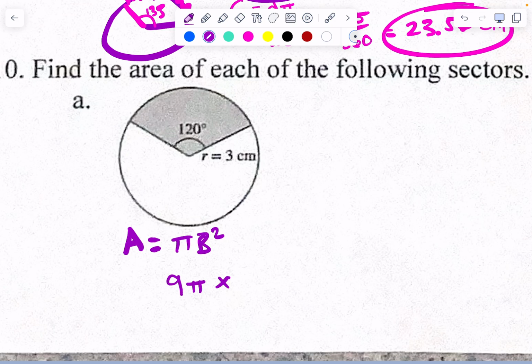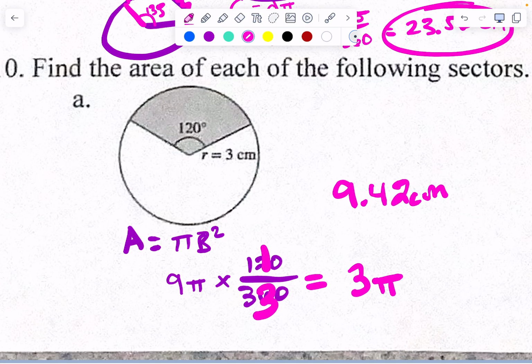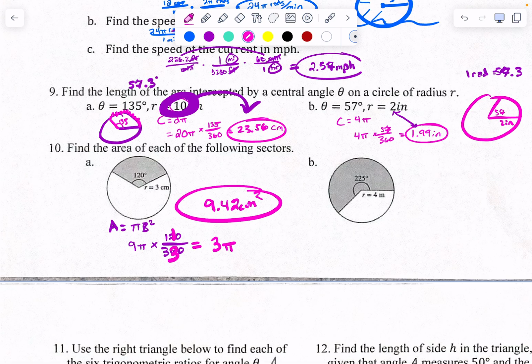But I only want how many degrees of it? 120 out of 360. Now some of you guys brilliantly did this. 120 out of 360 is 1/3. And what's a third of 9 pi? 3 pi. Or 9.42 centimeters squared because it's area. Okay? You do B.